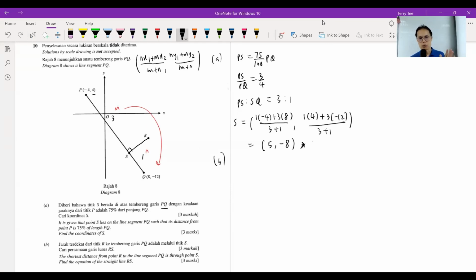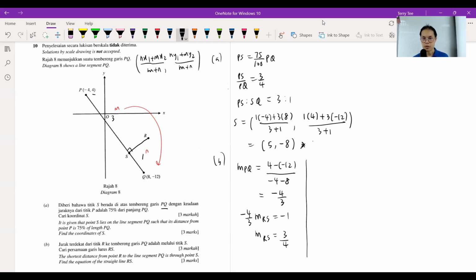Okay, number one, we need to know what is the keturunan or gradient of PQ. So we take y2 minus y1 divide x2 minus x1. So this is 16 divided by 12. There's a negative, 4/3. So next, we know because they are perpendicular berserenjang, your M1 times M2, M2 is your RS, must be -1. My gradient RS must be positive 3/4. Okay, I know the gradient of this line is positive 3/4.